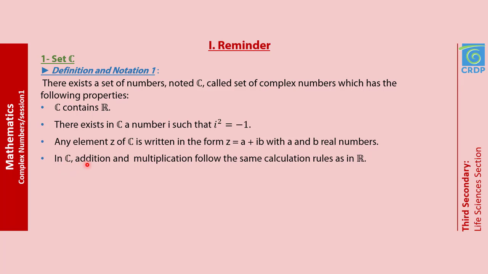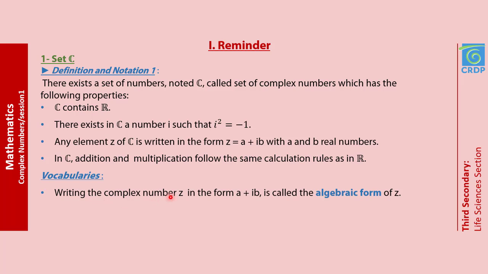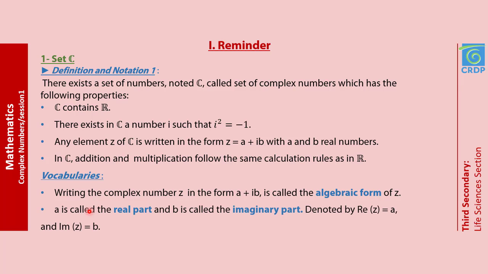In C, we define the addition and the multiplication following the same rules of calculation in the set of real numbers R. As a new vocabulary, writing the complex number z in the form a plus ib, where a and b are two real numbers, is called the algebraic form of z. The real number a is called the real part of z, and the real number b is called the imaginary part of z. We denote them by Re z equal to a and Im z equal to b.